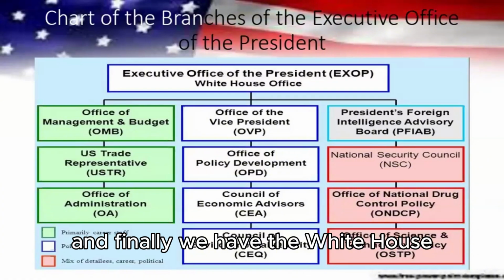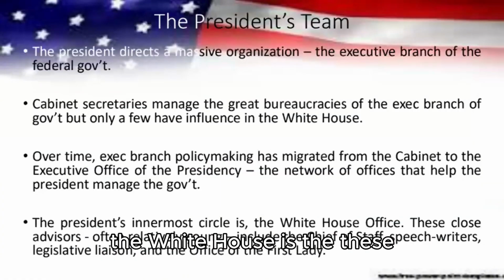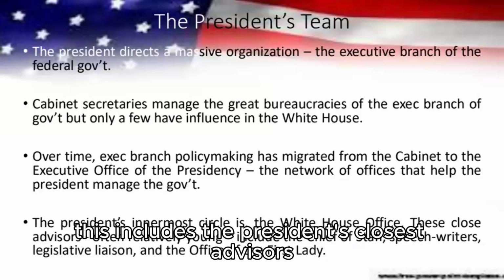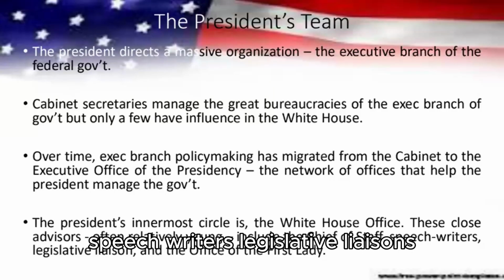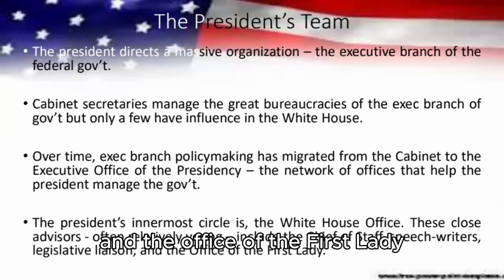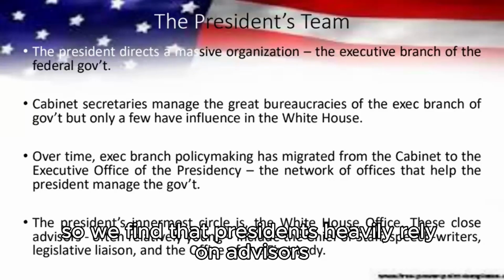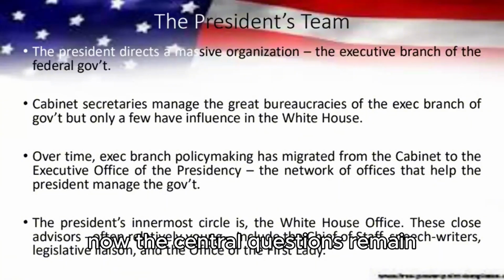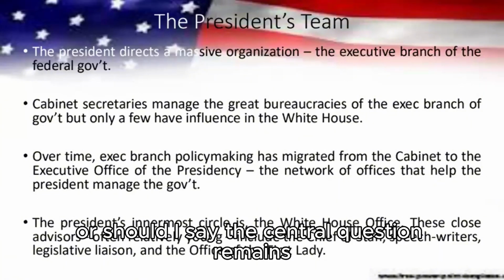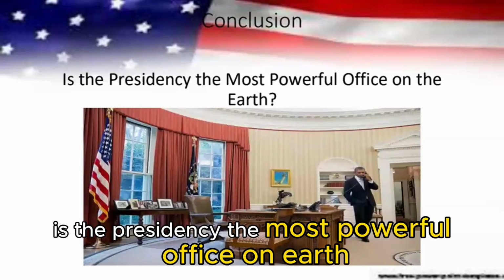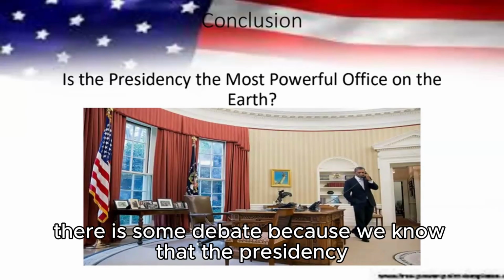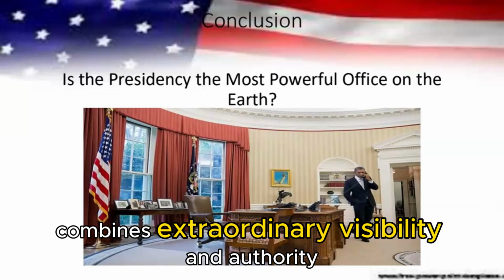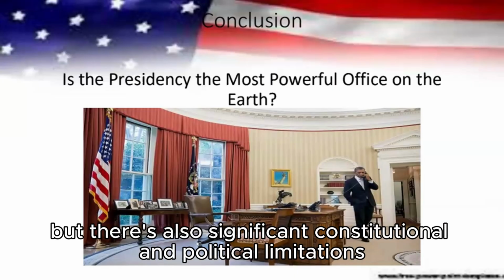And finally, we have the White House. This includes the president's closest advisors, such as the chief of staff, speechwriters, legislative liaisons, and the office of the first lady. So we find that presidents heavily rely on advisors and bureaucratic support systems. Now, the central question remains: is the presidency the most powerful office on earth? There is some debate, because we know that the presidency combines extraordinary visibility and authority, but there's also significant constitutional and political limitations.